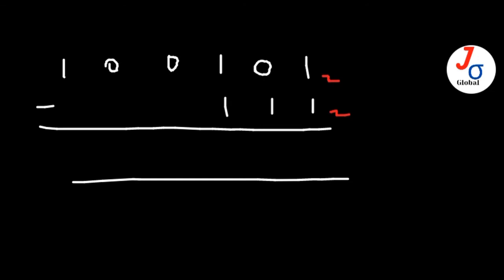Alright, 1 minus 1 is 0. Okay, 0 minus 1, that's not possible. So I have to borrow 1 from the next. So that becomes 0. And we borrow 1 to this. Now, think of that 1 as the base. The base is 2. So that's 2 plus 0 is 2. 2 minus 1 is 1.